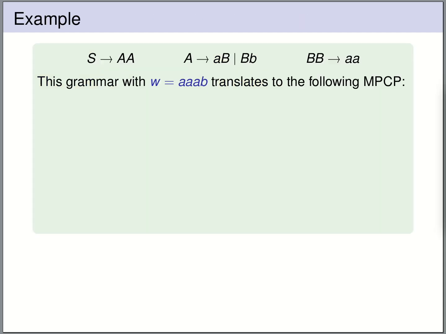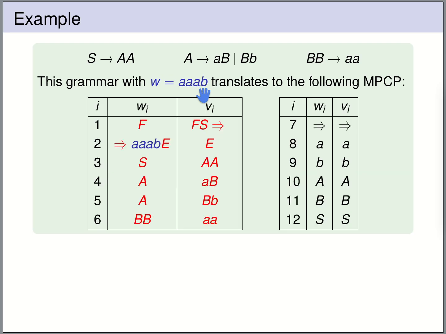Let's have a look at an example. Here we have a grammar, and we have a word AAAB, and we want to know whether the word is generated by the grammar. And we want to do this by translating this question into a modified PCP. So we use the translation that we've just seen. So we get a modified post-correspondence problem with 12 pairs.